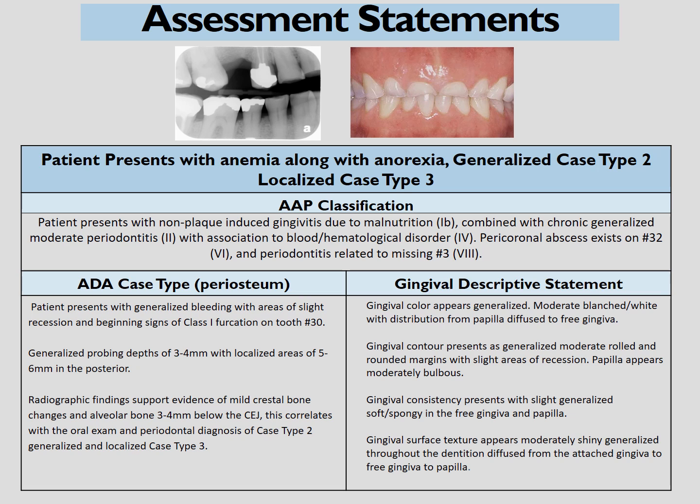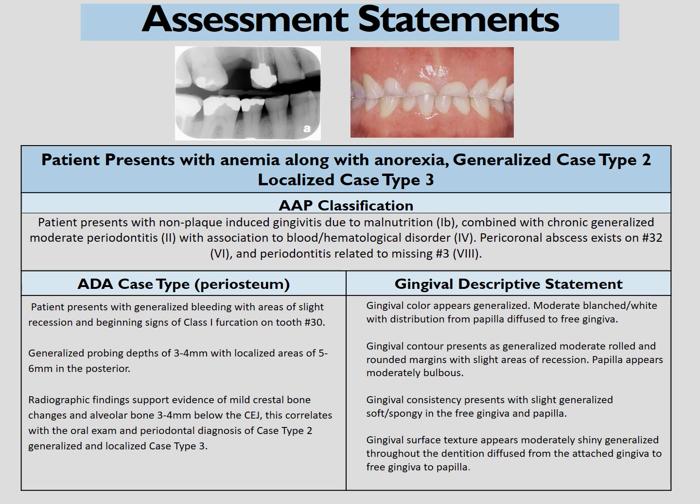On this slide, we will look at all three of the classifications for Brenda's case type. The AAP classification presents with non-plaque-induced gingivitis due to malnutrition, combined with chronic generalized moderate periodontitis with association to blood and hematological disorder. Pericoronal abscess exists on number 32, and periodontitis related to missing tooth on number 3.